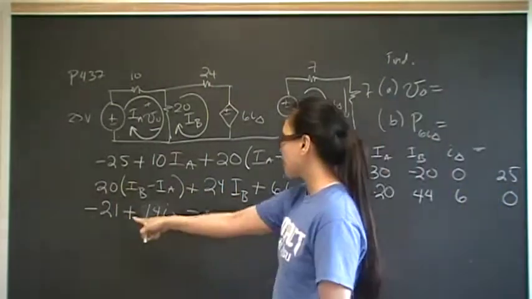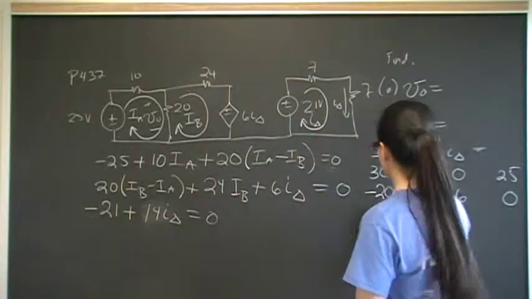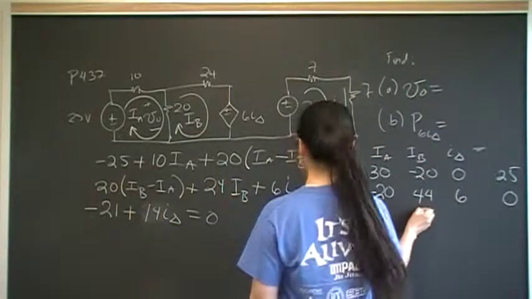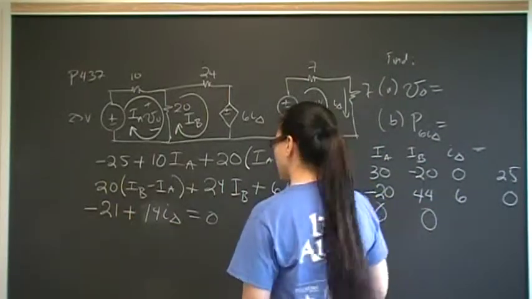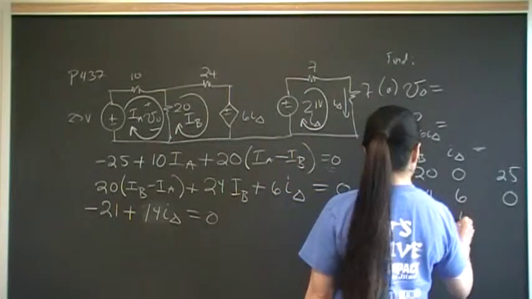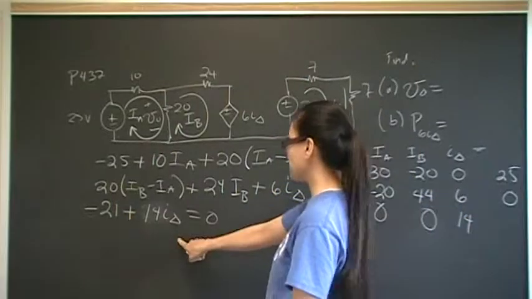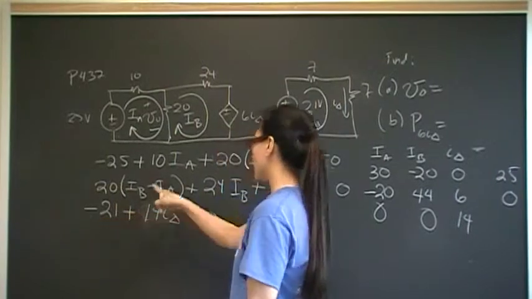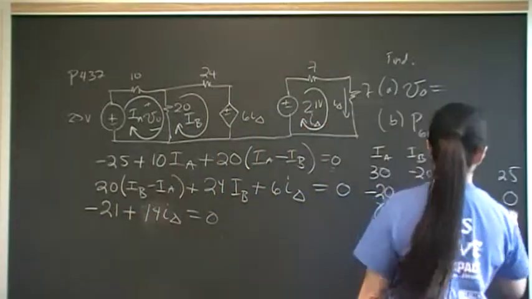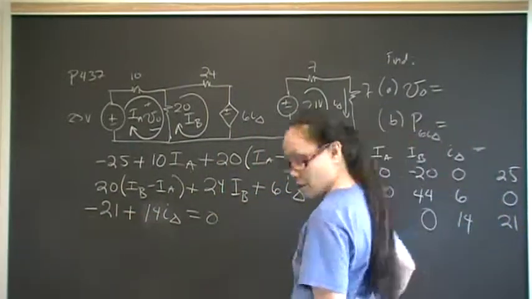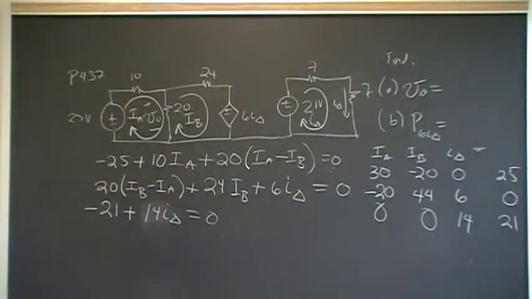And then the final line of our equation, we have no occurrences of IA in the third equation, no occurrences of IB. We have 14 for I delta, and then negative 21 will come to the other side as positive 21. Now let's let our calculator do the work.